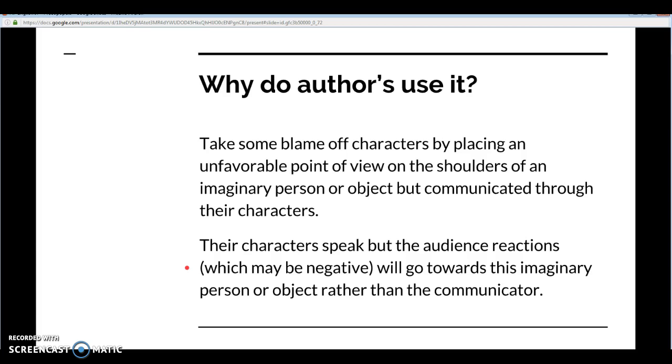So why do authors use prosopopeia? It ultimately takes the blame off characters by placing an unfavorable point of view on the shoulders of an imaginary person or object, but it's still communicated through the characters. So their characters speak, but the audience's reactions, which may be negative, will go towards this imaginary person or object rather than the communicator. Now, this is the primary reason why prosopopeia is used today, but when we look at literature in the past, we can see many different reasons as to why a character is speaking through another person or object.